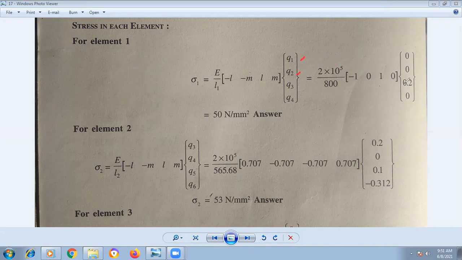Q1, Q2 are zeros, Q3 you have. So after multiplication, 1 into 0.2 into this will be 50 Newton per millimeter square. That is the stress in the first element.